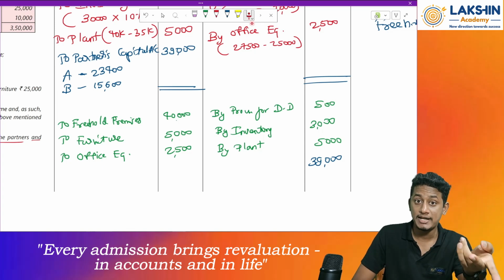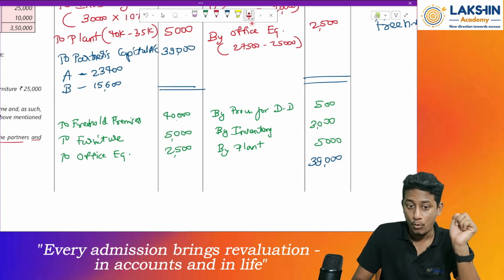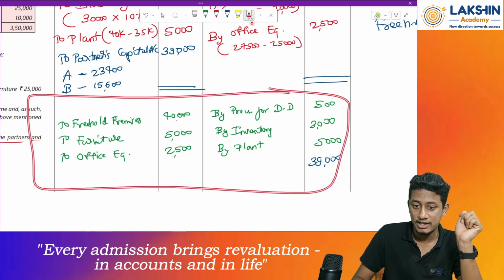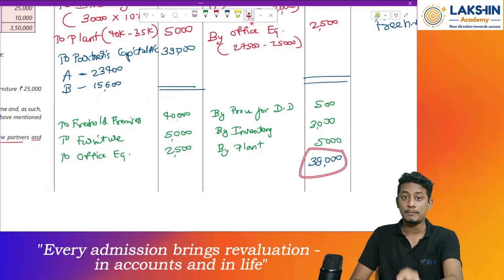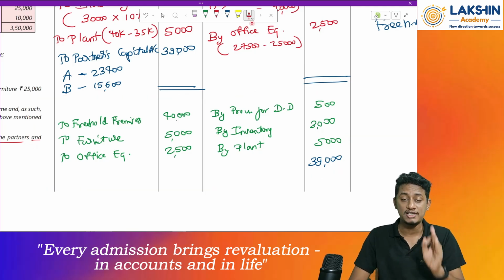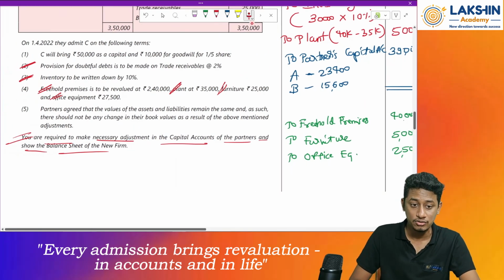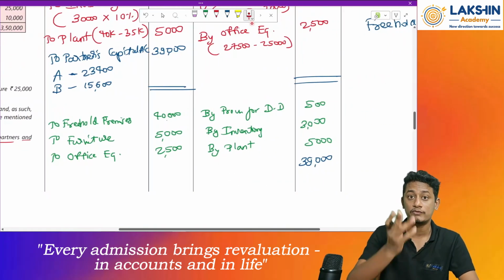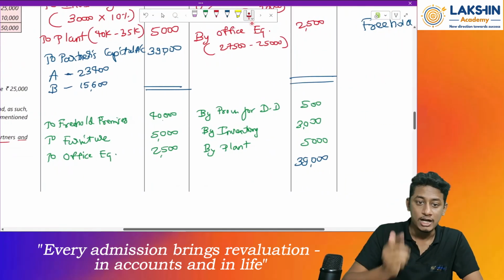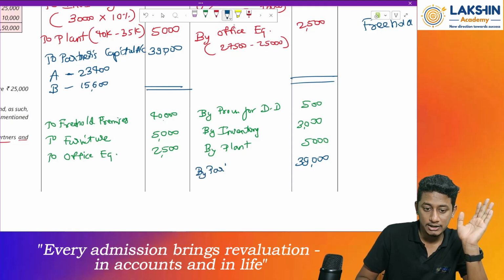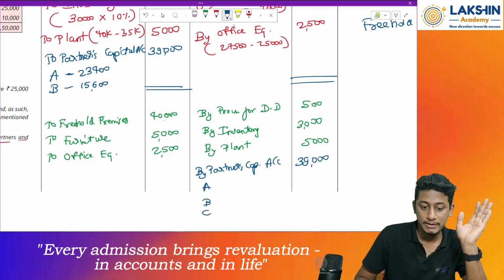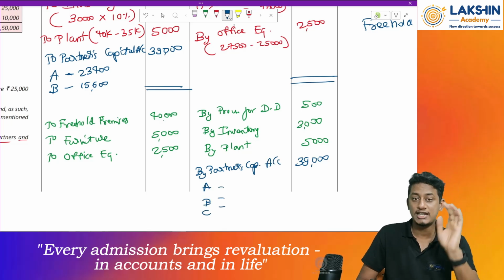But when you are preparing memorandum revaluation account, whatever reversals that you make over here should be divided between all the partners in new profit sharing ratio. What is the new profit sharing ratio? Do we have the new profit sharing ratio? We don't have it. But I should divide it now. Okay. So by partners capital account between A, B and C. Between all the three partners I should divide it.